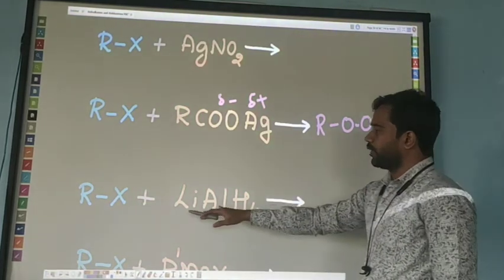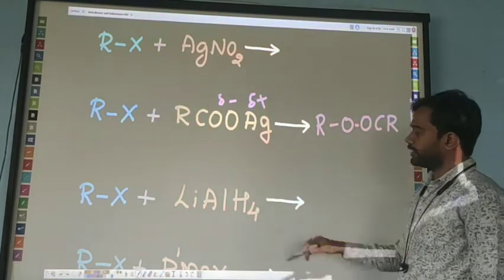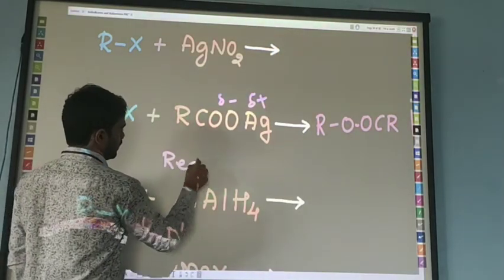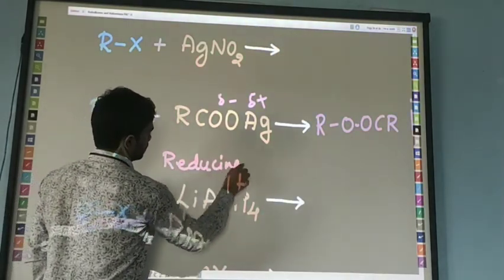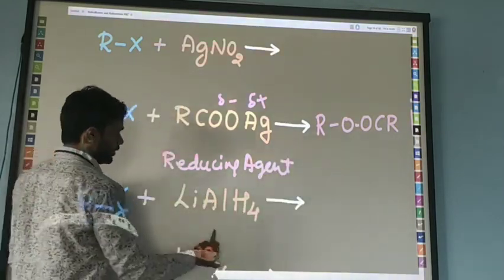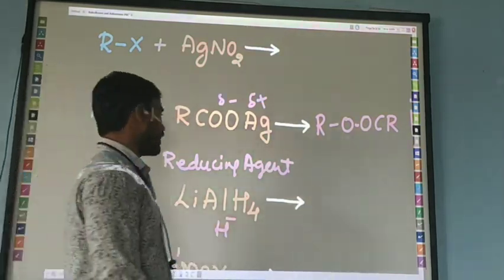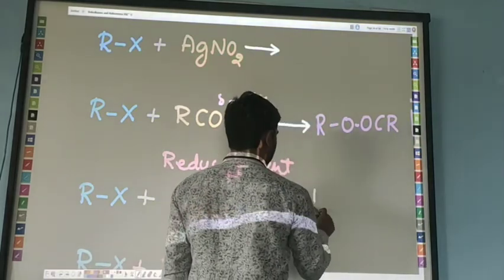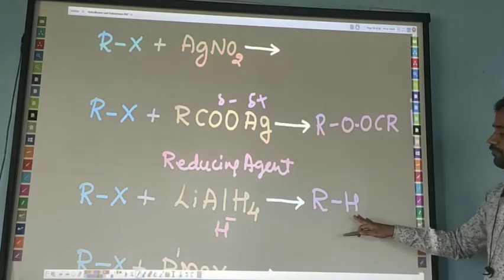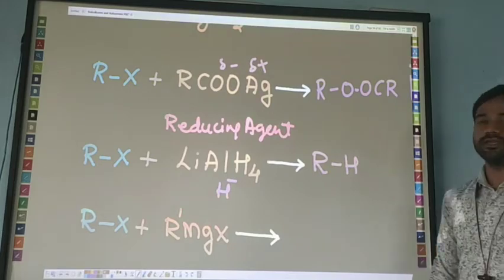Next, when alkyl halide reacts with lithium aluminium hydride. Lithium aluminium hydride, you already know that. It's a famous reducing agent. What does a reducing agent provide? It provides the hydride ion. Let's see what's going to form here. There is a formation of RH. RH means an alkane is going to be generated here.